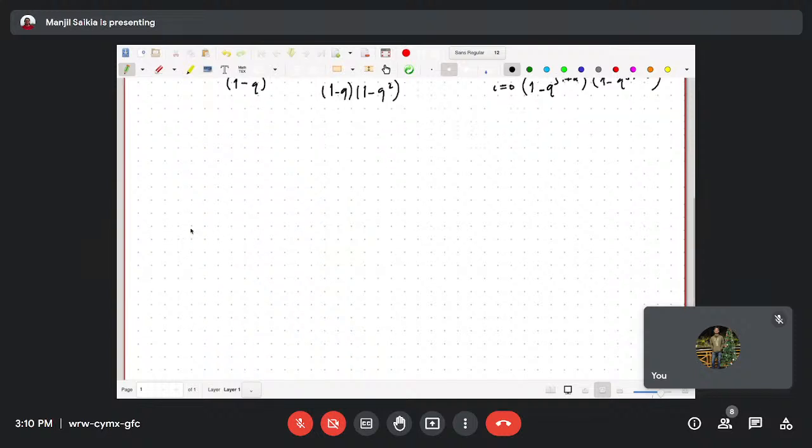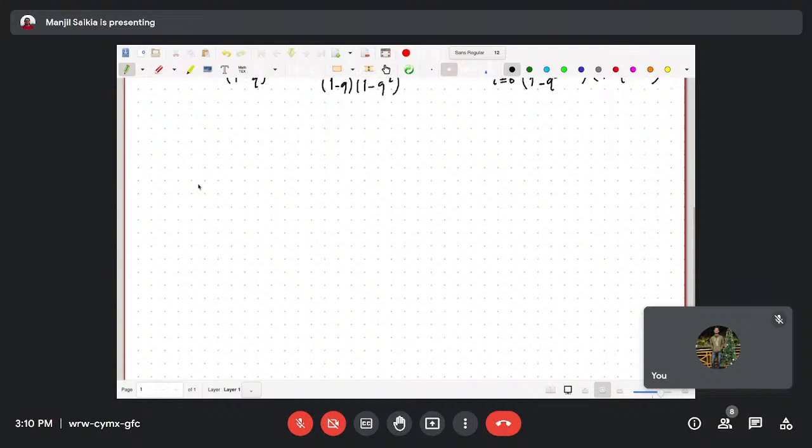So let me just briefly tell you what I mean by this formal approach. What I mean is that I think of them as formal power series or infinite degree polynomials. These will look like the sum of a_k q^k, where k runs from 0 to infinity. Okay? So this is just a_0 plus a_1 q plus a_2 q squared and so on.